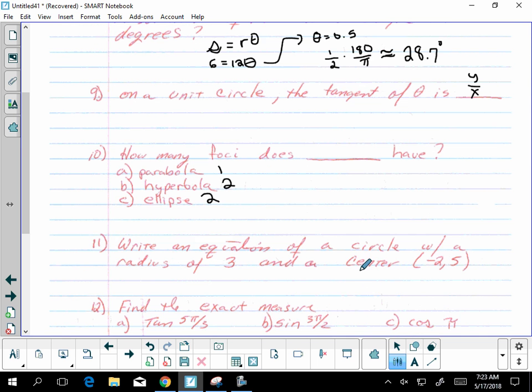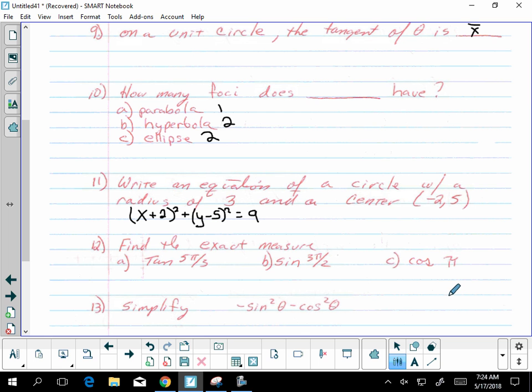All right, write an equation of a circle with a radius of 9 and a center of (-2, 5). Well, that'd be x minus -2, which is going to be plus 2, quantity squared, and then y minus 5 quantity squared equals r squared, which would be 9 (so 81).